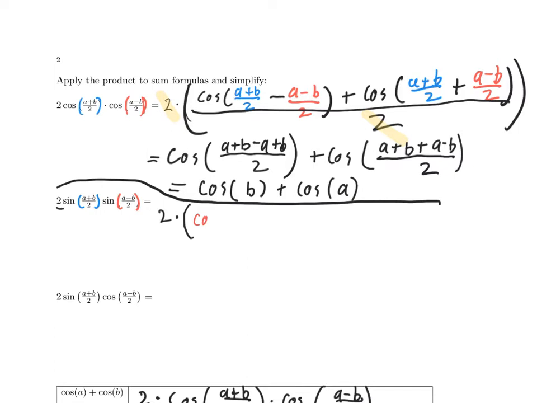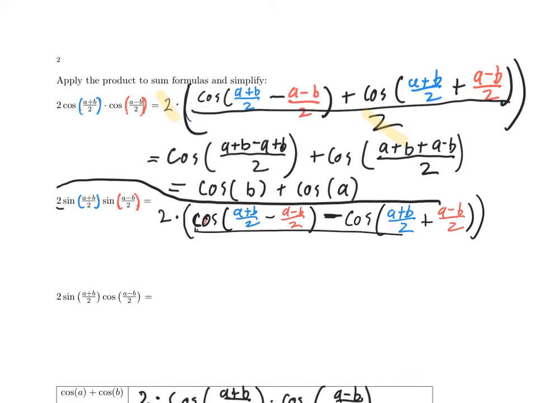Cosine, don't want red yet. Cosine of the blue piece, a plus b over 2, minus a minus b all over 2. That plus becomes a minus. Cosine of a plus b all over 2 plus a minus b all over 2. Close the big parenthesis, and divide by 2. And now you'd see the exact same canceling happening as happened before. That cancels with that. Great.